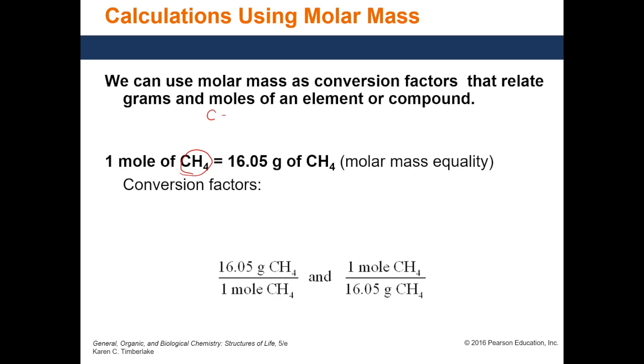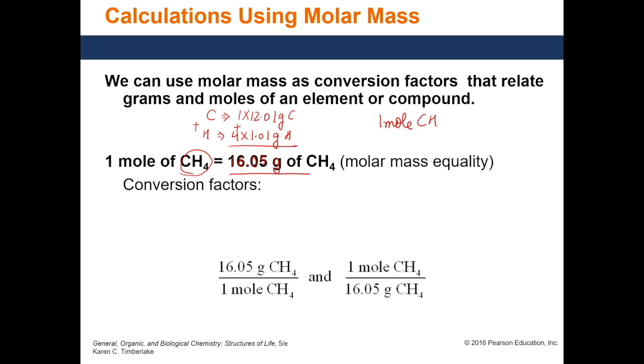So the mass of carbon would be 1 times 12.01 grams from the periodic table. And it consists of hydrogen. How many? 4. So 4 would weigh 4 times 1.01 grams of hydrogen. You add this together and this would give you a molar mass of 16.05 grams of CH4. So that is the molar mass of CH4, meaning we can use this conversion factor.